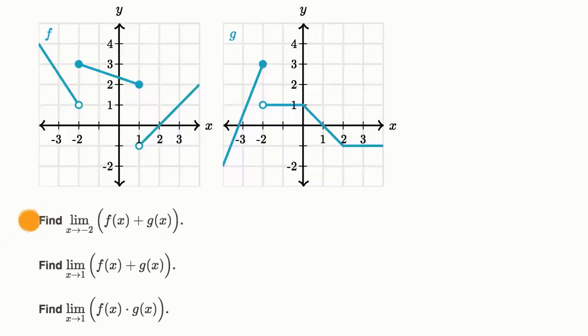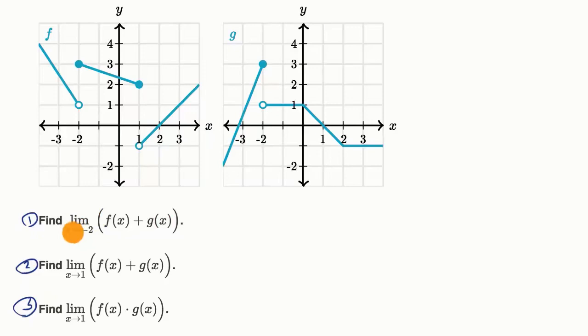We are asked to find these three different limits. I encourage you, like always, to pause this video and try to do it yourself before we do it together. So when you do this first one, you might just try to find the limit as x approaches negative 2 of f of x, and then the limit as x approaches negative 2 of g of x, and then add those two limits together. But you will quickly find a problem.